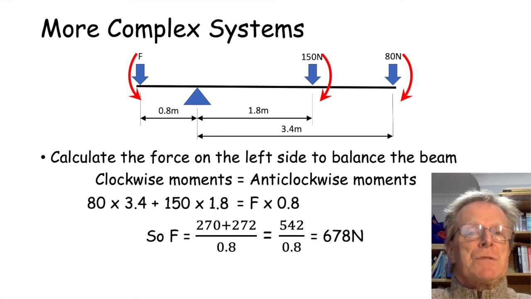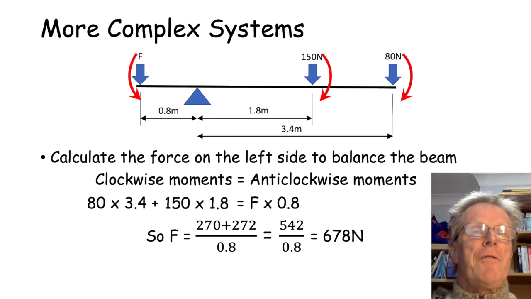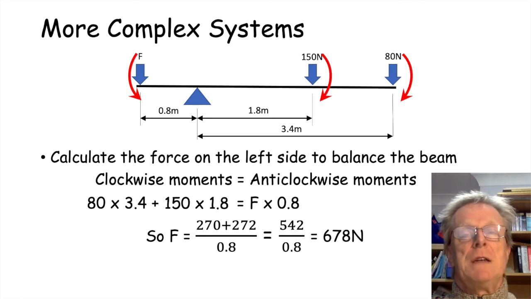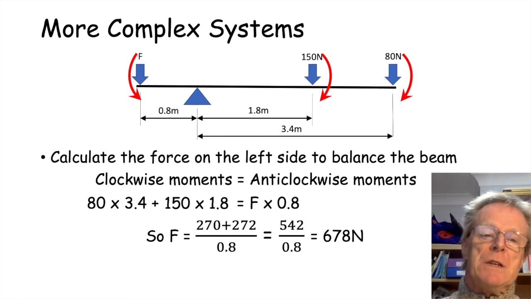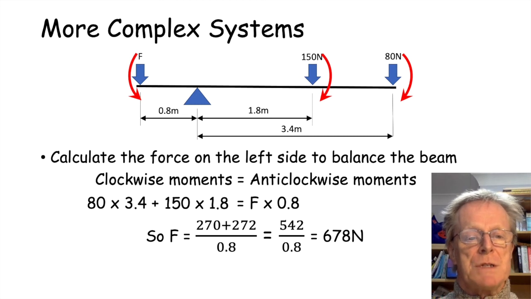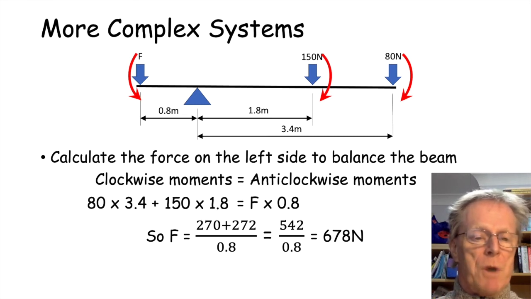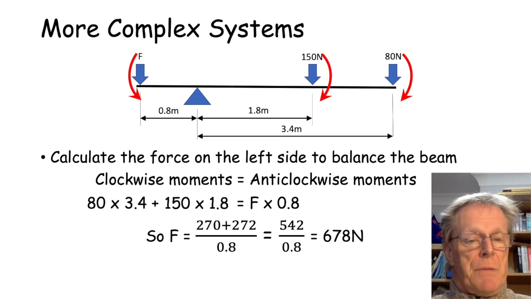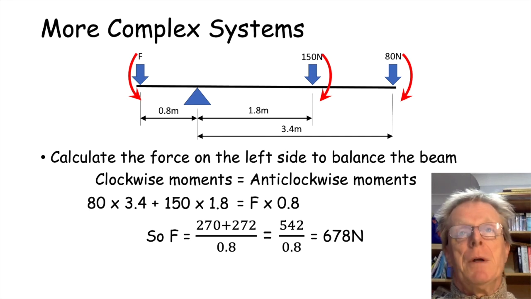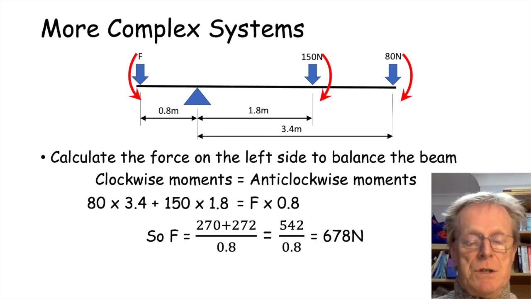If you'd got a much smaller force F than the 150 or the 80, then you probably made a mistake. You need to go back and just double check your answers. If you put one of the clockwise moments on the wrong side of the equation or something like that, that could easily happen. So that's the way to do that.